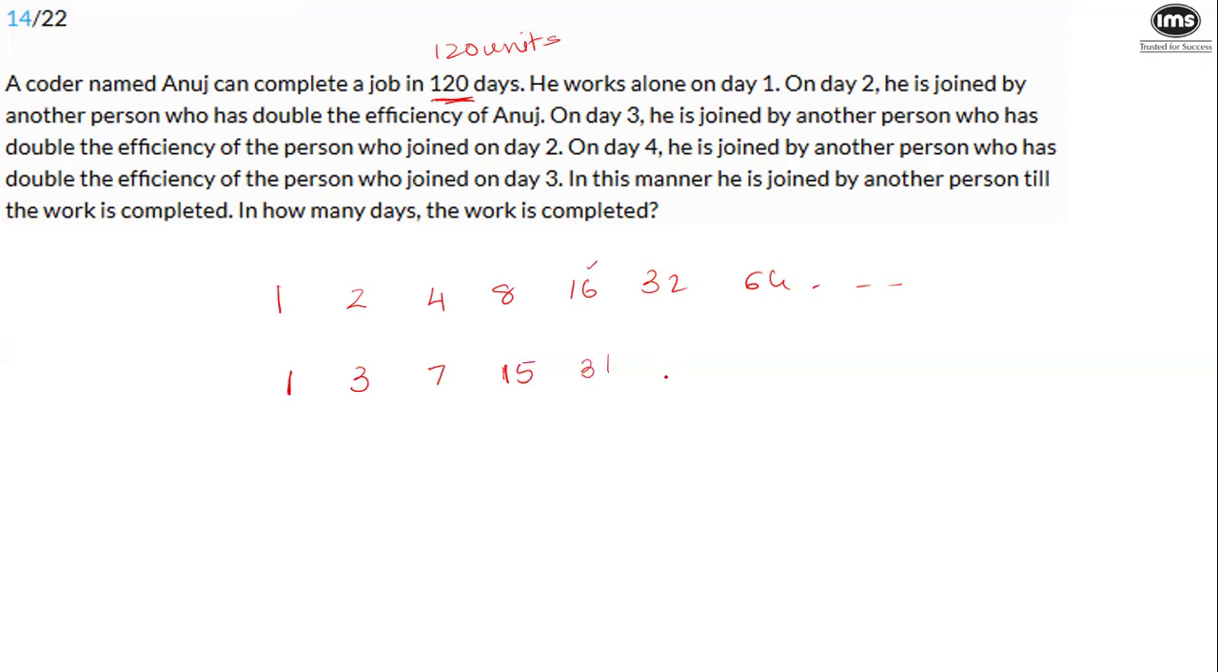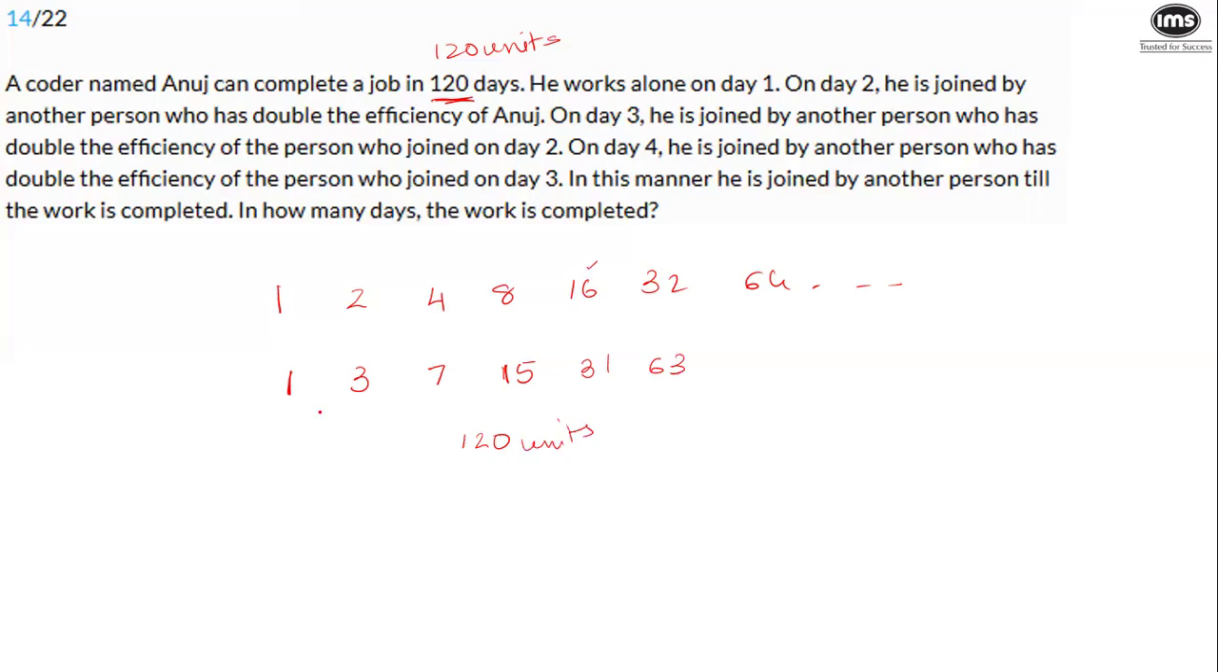The total here seems to be very small as compared to 120. On day 6, we'll have 31 plus 32. The person with 32 joins. So the work done will be 63. Now if I give one more day, the total itself is greater than 120. So I need to verify how much work is actually done, or do I need a fraction part of the next day? If we add all these numbers, we get an exact 120.